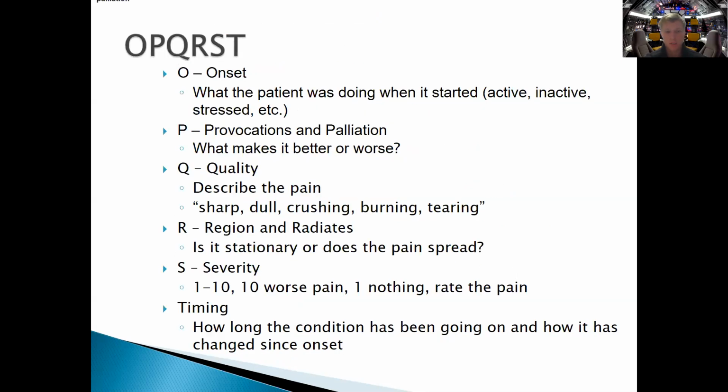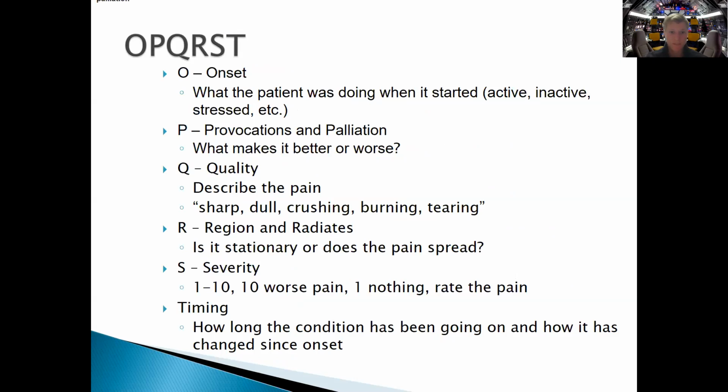And this is a similar question for onset. What was the patient doing? Were they active, inactive, stressed out, taking a test, taking a nap? What was going on? Provocations and palliations, fancy words for what makes it better or worse. Quality typically asks, can you describe the pain for me? And if they need some help with the words, you can throw a few out there, like, is it sharp pain? Is it crushing? Is it burning? But typically, you like to have the patient describe it in their own words.